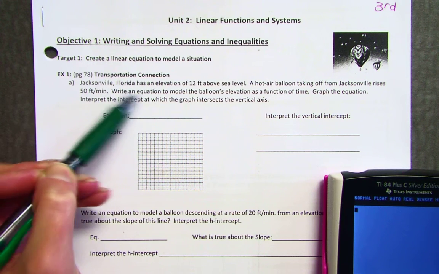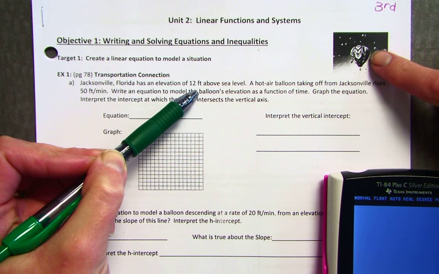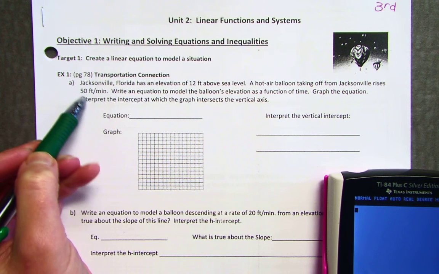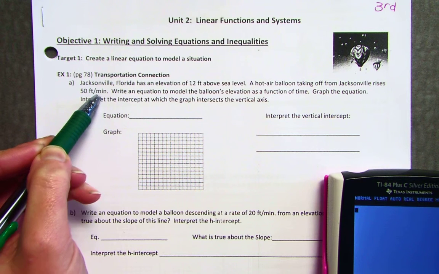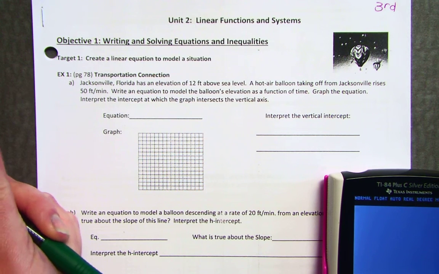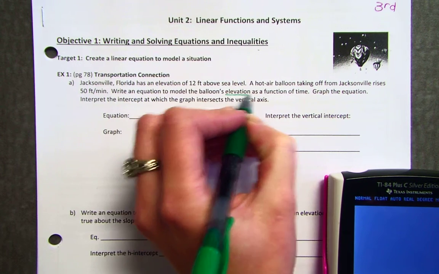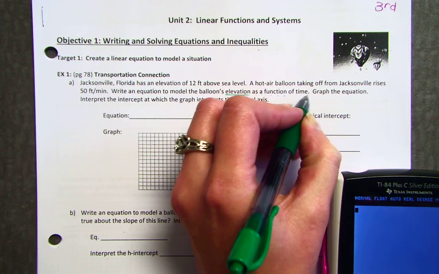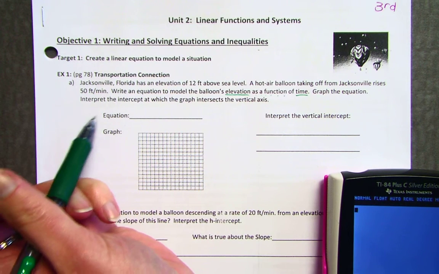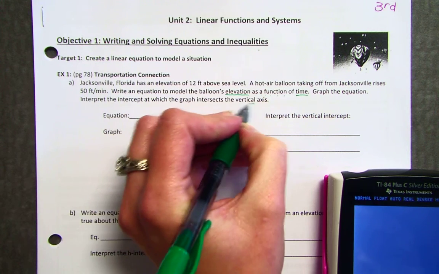Jacksonville, Florida has an elevation 12 feet above sea level. A hot air balloon, taking off from Jacksonville, rises 50 feet per minute. Write an equation to model the balloon's elevation as a function of time. Elevation as a function of time. Graph the equation. Interpret the intercept at which the graph intersects the vertical axis.